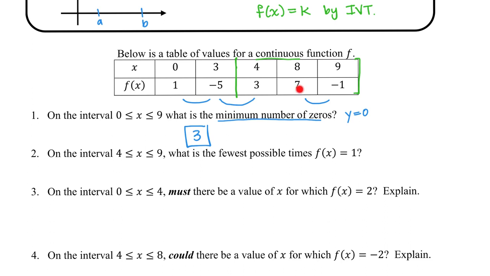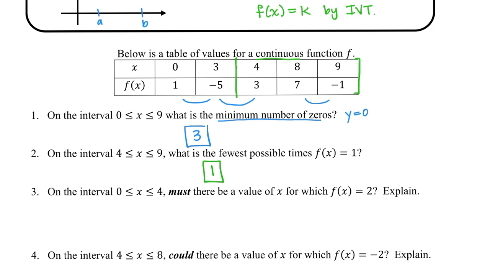I have to pass through 4, 5, 6, 6.2, and all those other numbers. Now if I go from 7 to -1, do I have to pass through +1? I do. There's no way I can get from y equals 7 to y equals -1 without passing through y equals 1. So there's 1 as the fewest possible time.